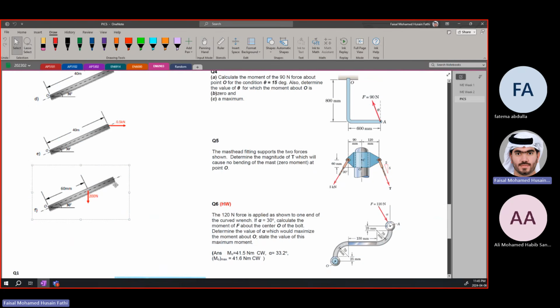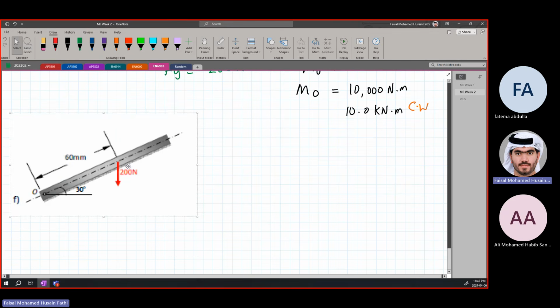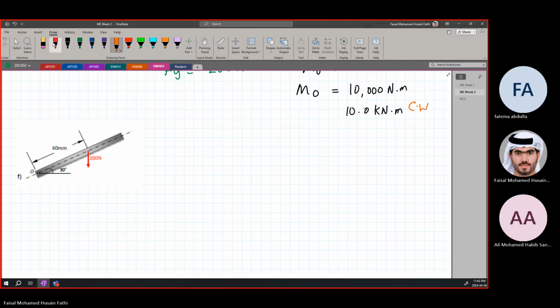You will see in the next questions, in the second worksheet when we do it, how direction will play an important role. Now, here they're trying to do a small trick. They gave us a beam, and a force that is applied here vertically downwards. And they gave us the distance from O to this force, which is 60 millimeters.